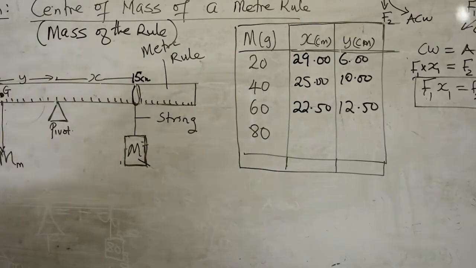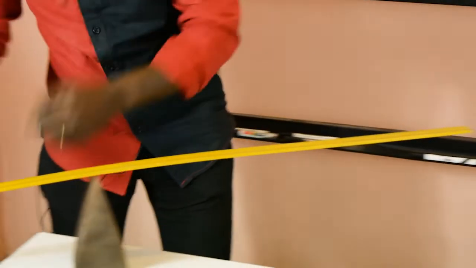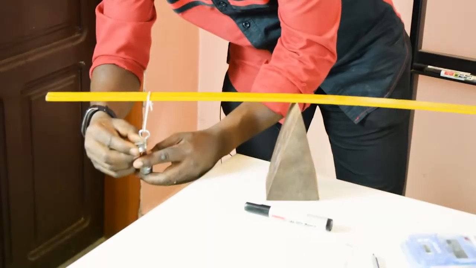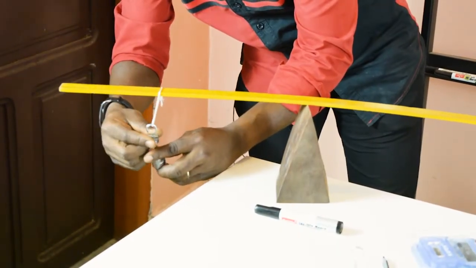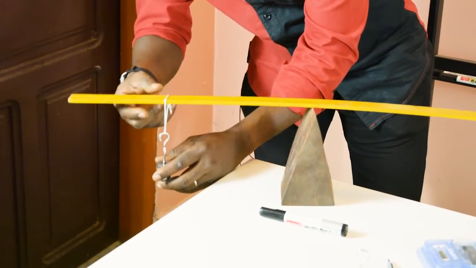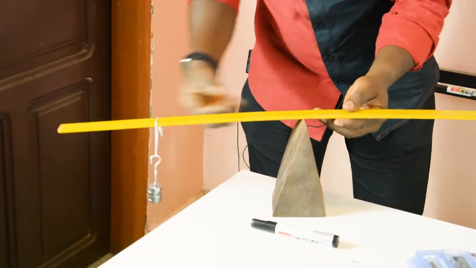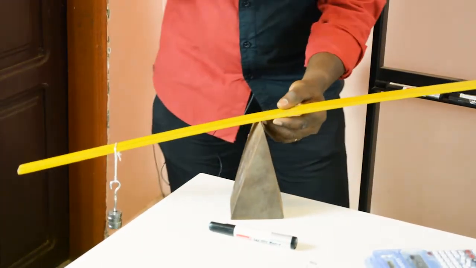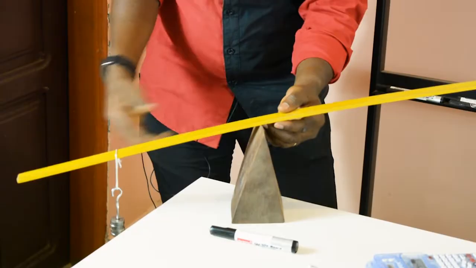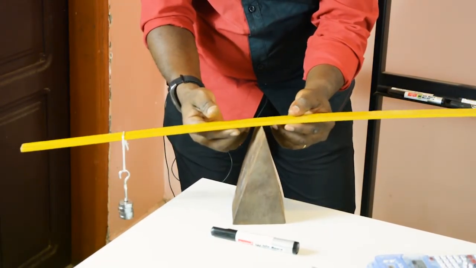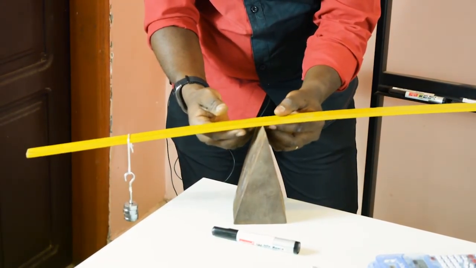So let's proceed again. Now I'm bringing the last one there, which is another 20 added to this, so that I can have 80. Another 20 added to this is giving me 80. Now I don't expect it to balance because I've increased the weight. So now I'm going to make sure I balance it at a point. You do that.